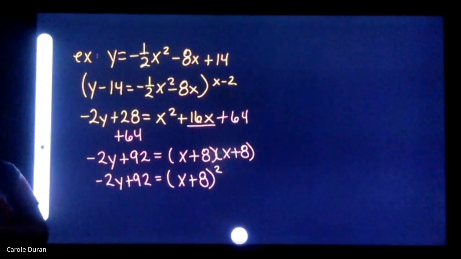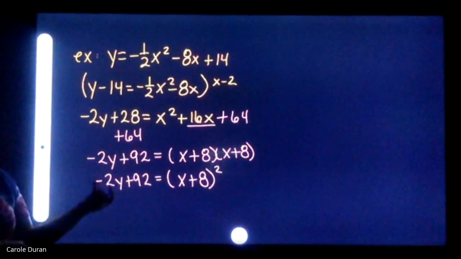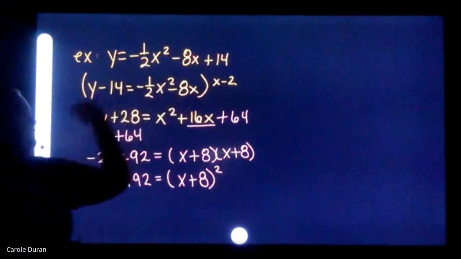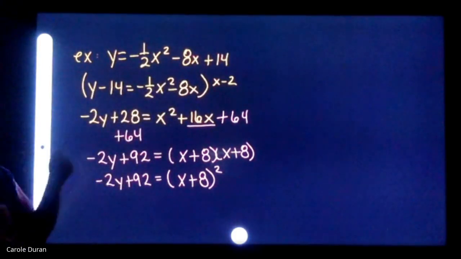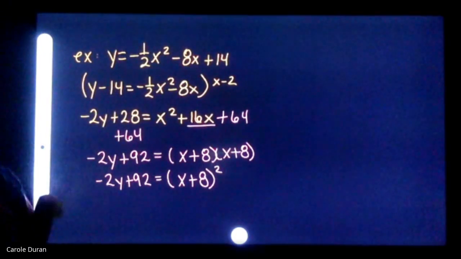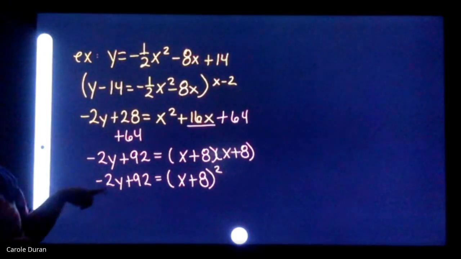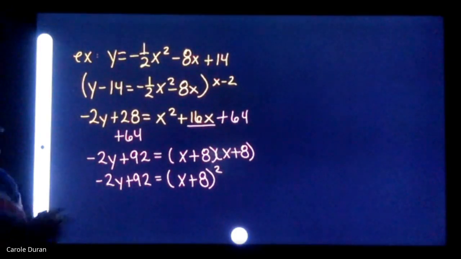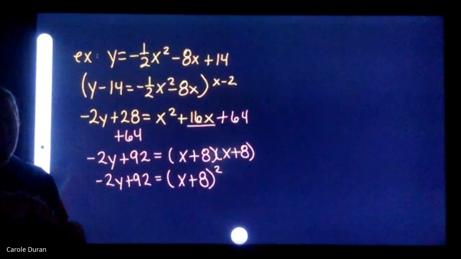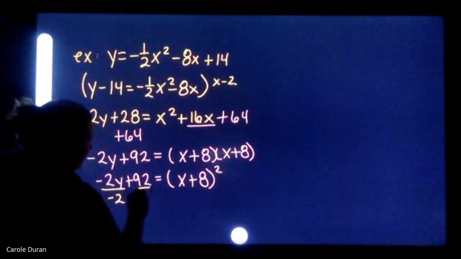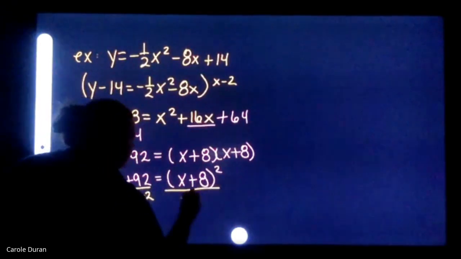This is almost in vertex form, but it's not quite. My y has to not have a number attached to it. So remember when I multiplied everything by -2 to get my x squared with no number in front of it? I now have to do the opposite to get my y so that it's alone. So the opposite of multiplying everything by -2 is to divide everything by -2. And by everything, I mean all terms.